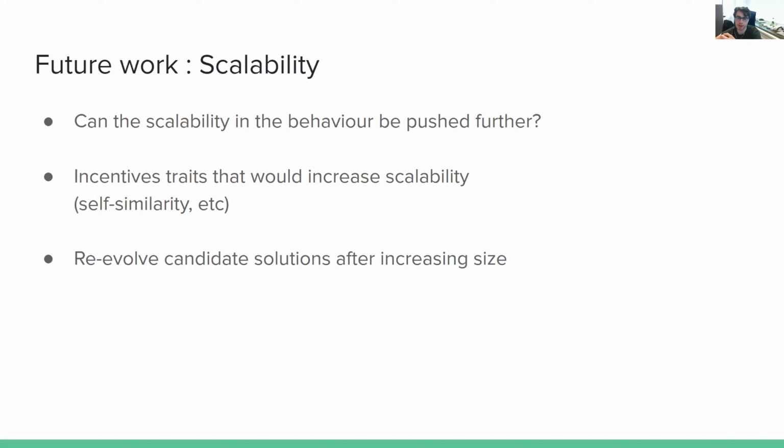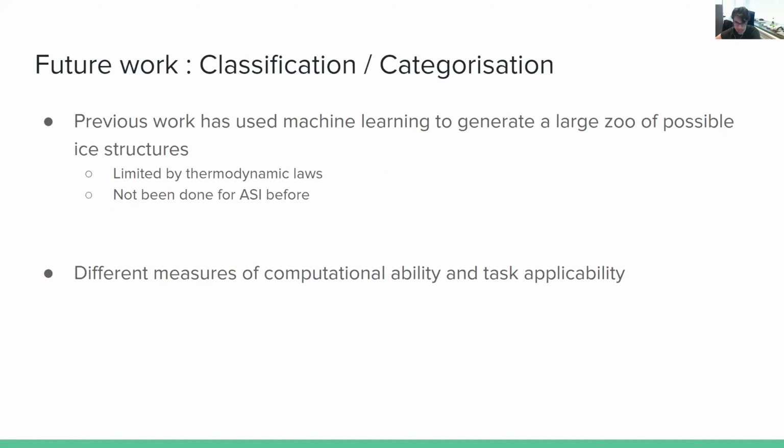One thing could be to incentivize traits that would increase scalability. So in the fitness functions, incentivizing self-similarity in the patterns, for instance. Or more interestingly, perhaps we could do as we did here: evolve some candidates at a smaller size, which is nice and fast, and then take some of the best ones and grow them larger and evolve them at this larger size for a small number of generations to tune them up to this new size.